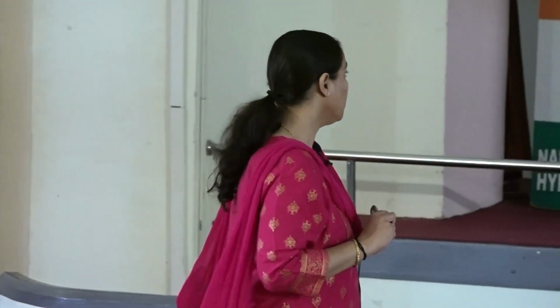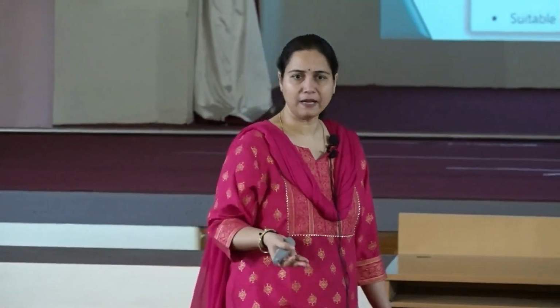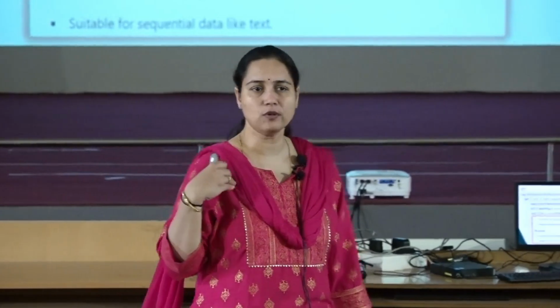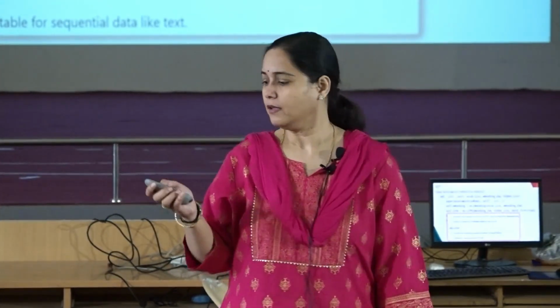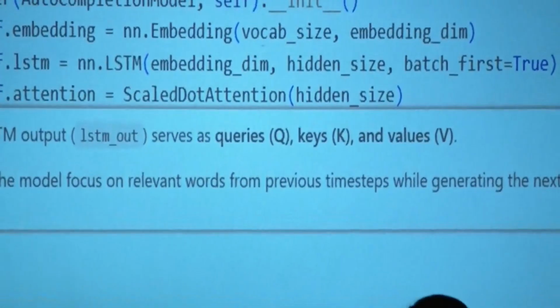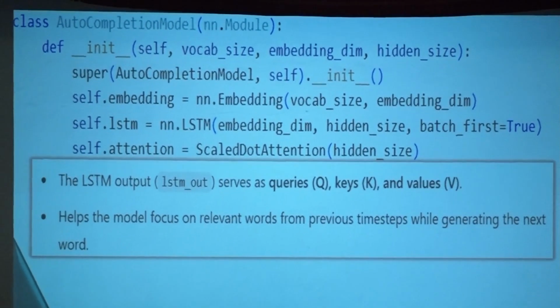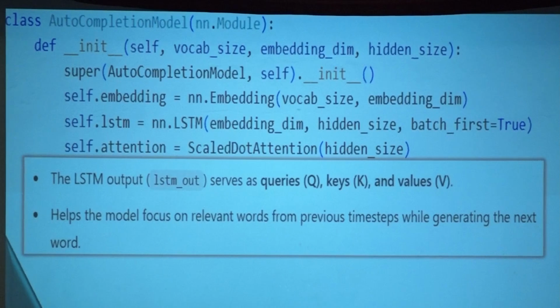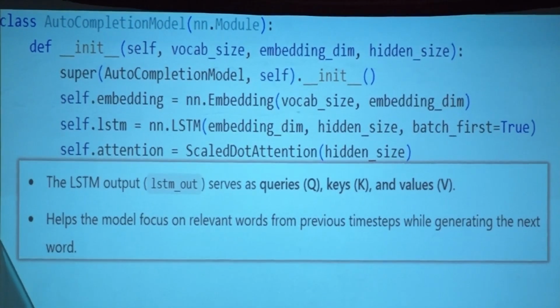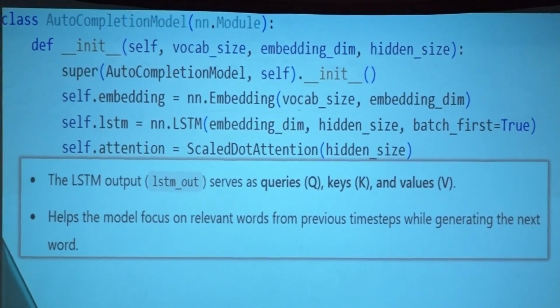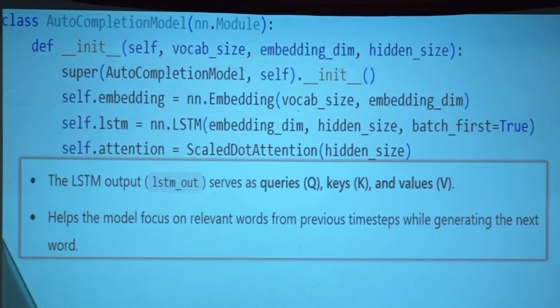Now, why LSTM? Because it's suitable for sequential data. It is far better than RNN. All that you already know. It avoids the vanishing gradient problem. For that reason, I've chosen LSTM here. Once you have created that, what is happening? What is the output from LSTM? The hidden state. You will be utilizing that output to undergo the attention mechanism.